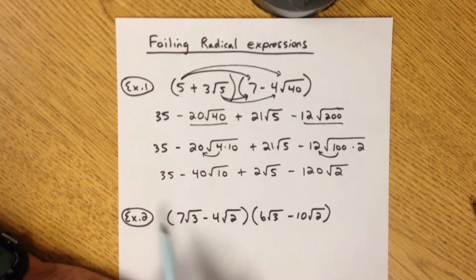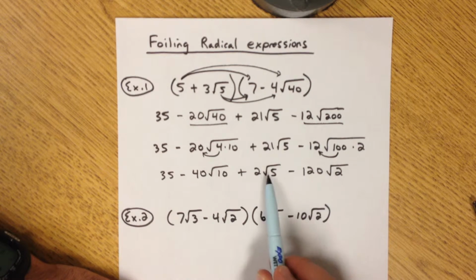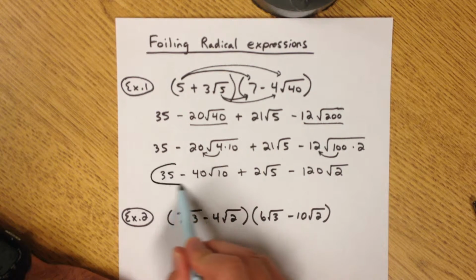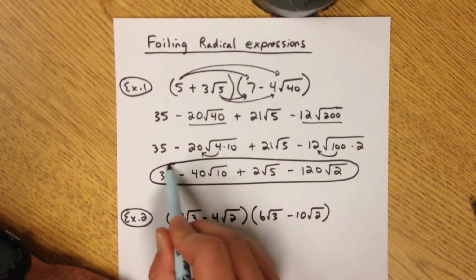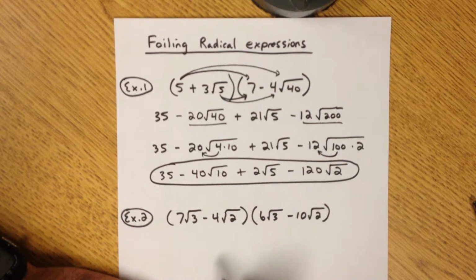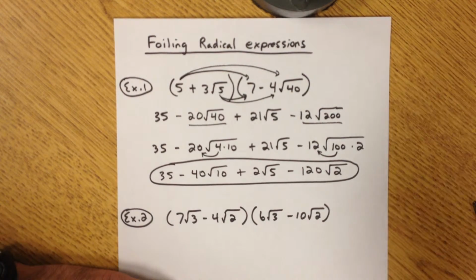Now, when I get all done, I want to make sure that there aren't any common radicals. And I have different radicals here, so that's all I can do. You can only collect like radicals. You can only add and subtract radicals that are the same.